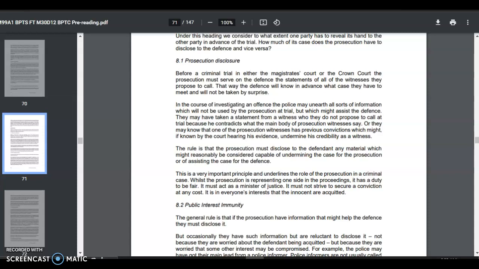The disclosure test under section 3 CPIA is an objective one. In essence, where there is in existence prosecution material which might help the defense, then it should be disclosed.